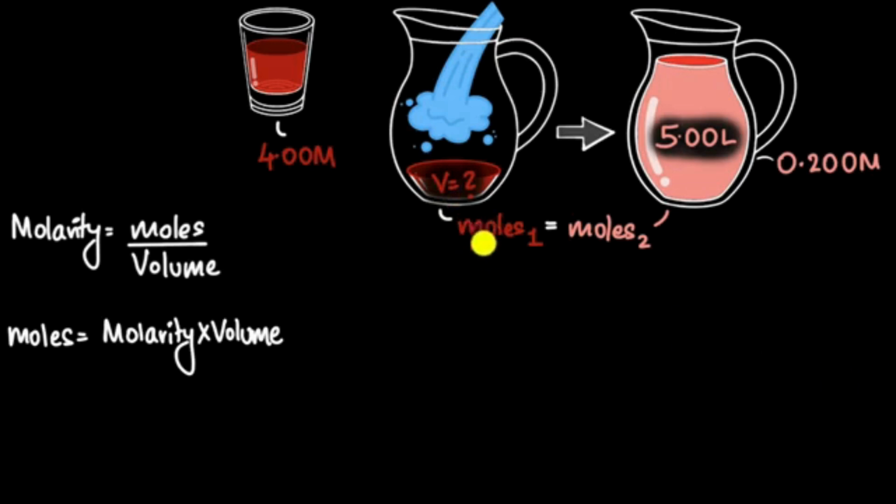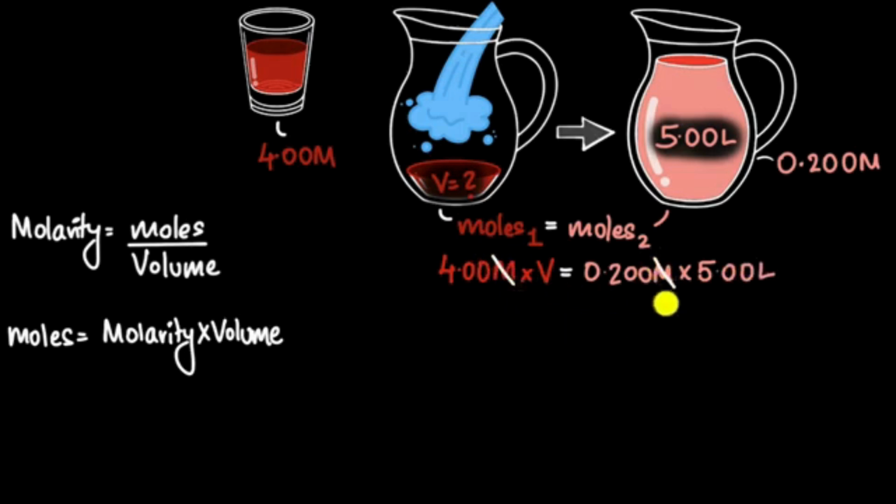All right, here we go. So the amount of moles over here would be the molarity over here. The molarity is 4, so 4.00 molar times the volume, which I don't know. That's what I need to figure out, the volume of this concentrated solution, concentrated syrup, but that should equal the molarity times volume here. The molarity is 0.200 and the volume is 5 liters.